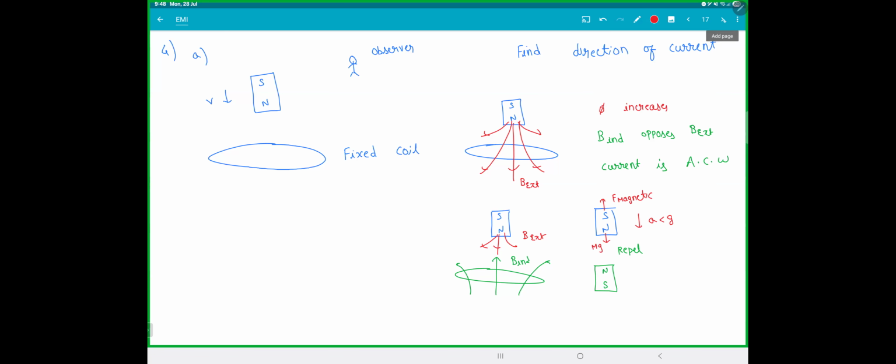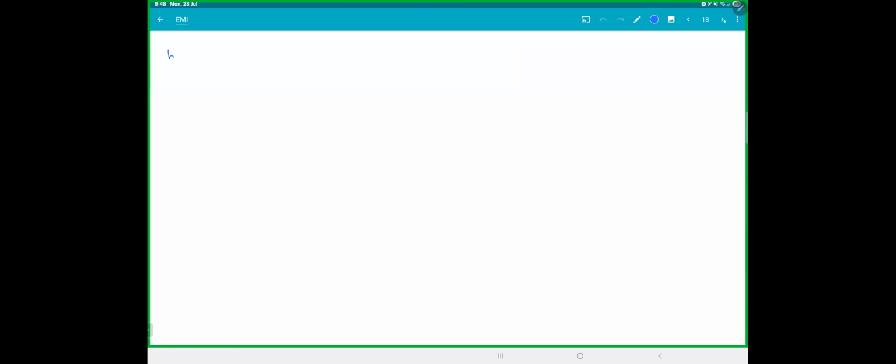All clear with this page? Same thing, you guys do this. What if the coil is there? This time the magnet is crossed and leaving it. Observer is still here. Find the direction of the current. And what about the acceleration? Will it be less than g, greater than g, or equal to g?